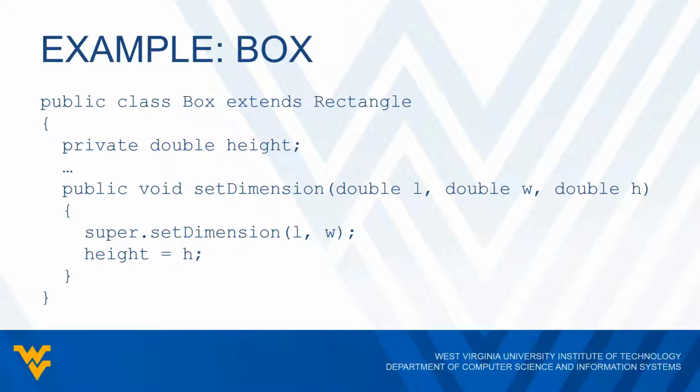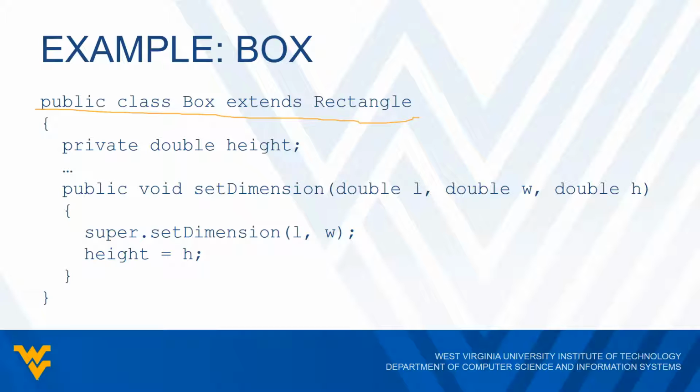Now let's take a look at another class called box. So notice this first line, public class box extends rectangle, right up here. This tells us that box is inheriting everything from the rectangle class, so it has a length and a width. But remember, those are private, so we can't directly access them. So just take note of that. Inside here, we have a new data member called height, because if you think of a box, it's a three-dimensional object, whereas a rectangle is a two-dimensional object.